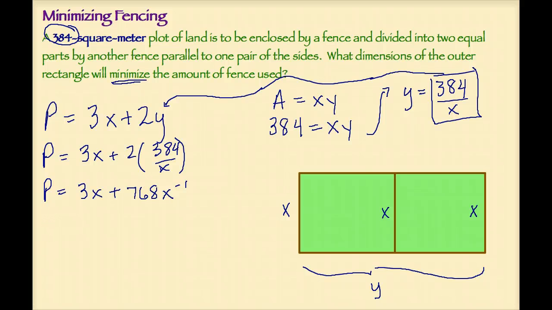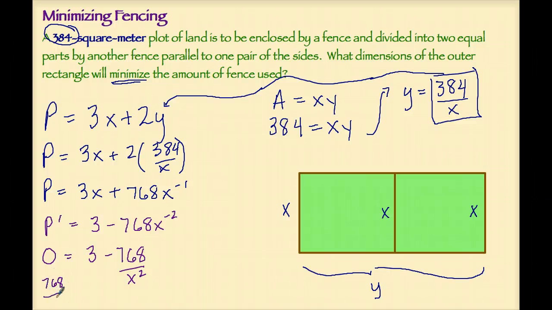So let's change color and take the first derivative. P prime is going to be 3 minus 768x to the negative 2. We know that we'll get maximum and minimum values by setting our first derivative equal to 0. So this will be 0 equals 3 minus 768 over x squared. Now let's add this term over to the other side. This will give us 768 over x squared equals 3.